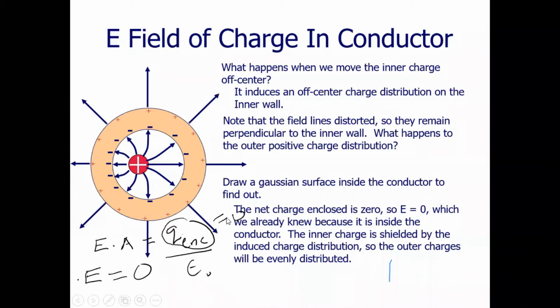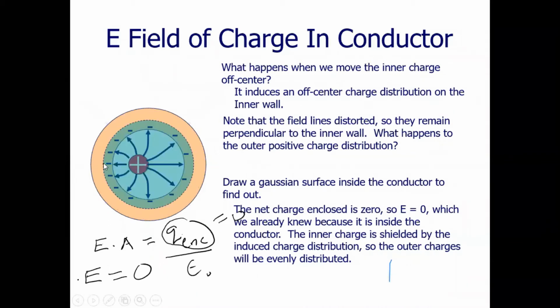So let us go through the argument again. We drew a Gaussian surface around like this. And then from the Gaussian surface, we concluded that the net charge enclosed was equal to 0. Since the net charge enclosed was equal to 0, using Gauss's law here, the electric field is equal to 0.